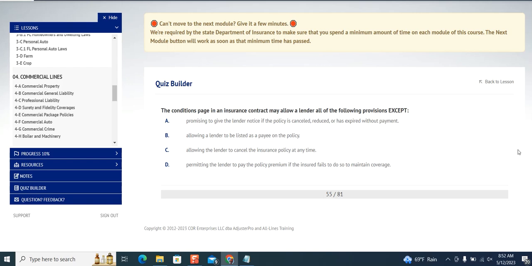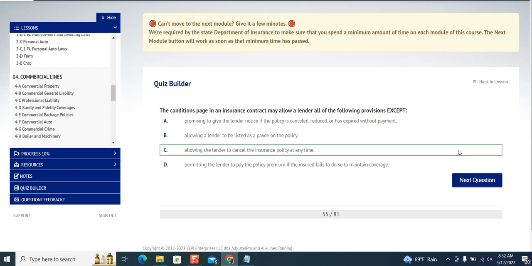I think a lender, I'm looking at D, but I'm thinking if I don't pay my insurance, I think the mortgage company can pay that policy premium for the month since it's their house. So allowing the lender to cancel the policy, and wait a minute. Now the mortgage company can't cancel your policy at any time. Damn it, boy.